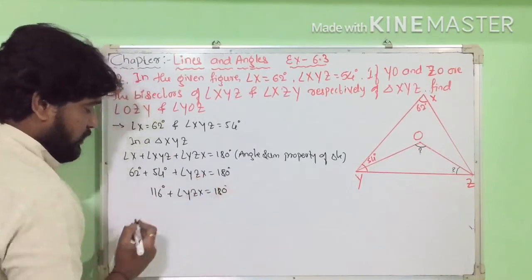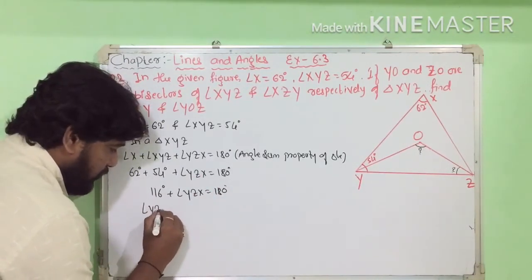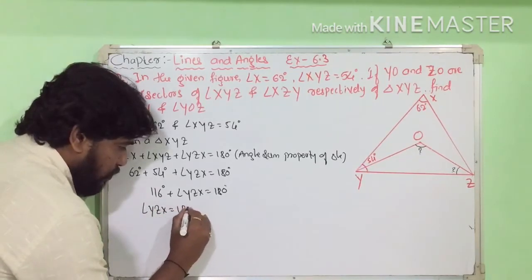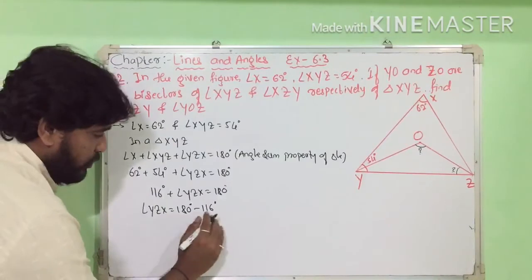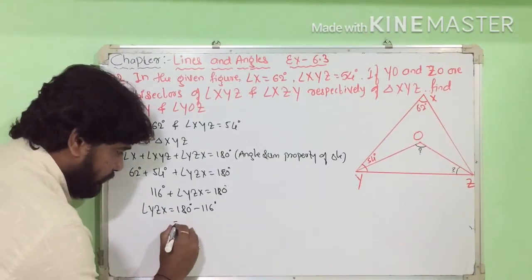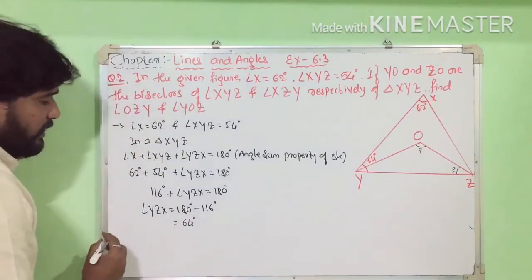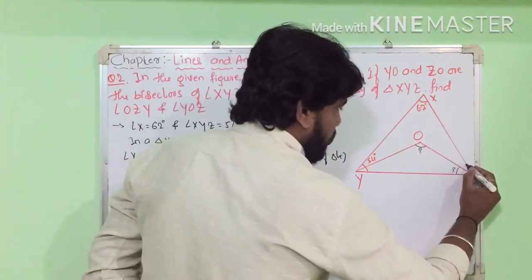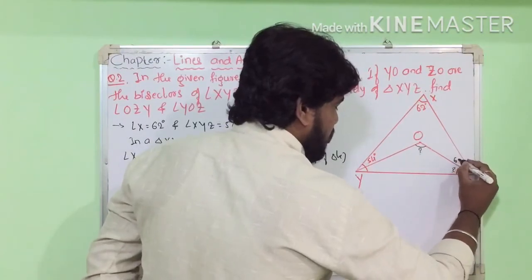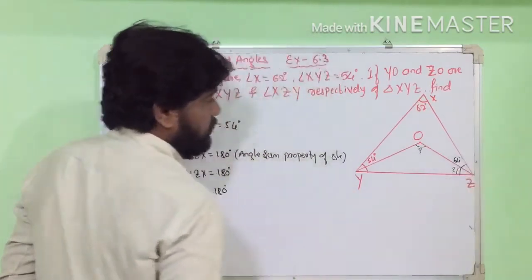So it comes to the RHS side, it becomes a minus. So angle YZX is equal to 180 minus 116, right? So make this minus, we got here 64 degree, right? So this complete whole angle is 64 degree, right?